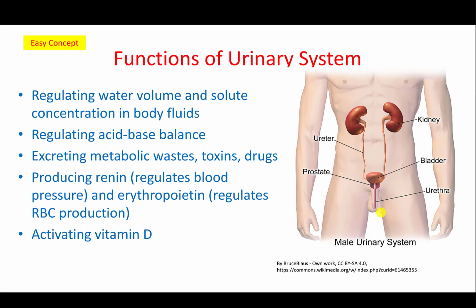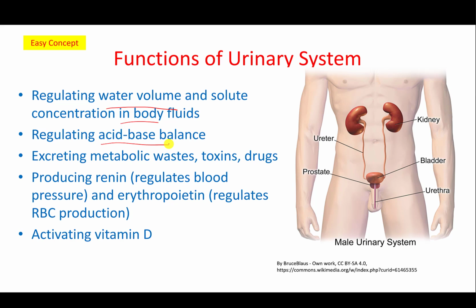Now, for the functions of the urinary system, of course, the main one is regulating water volume and solute concentration in the blood, in the body fluids. Since urine is mainly water, controlling the amount of water in the urine means regulating the water volume in the body. Also, kidneys play an important role in the acid-base balance.